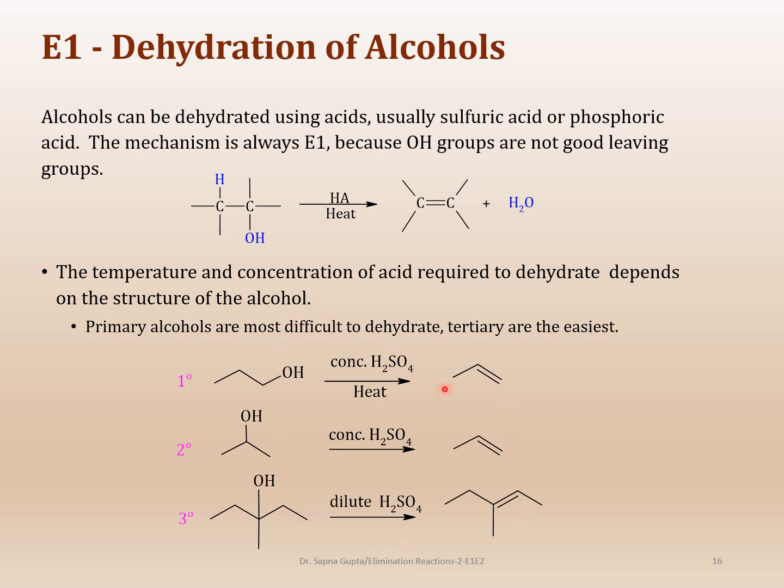I want you to focus now on these acids that we are using. The acid needed to dehydrate primary alcohols is concentrated sulfuric acid, which is very concentrated, very dangerous to work with. And then you're heating it as well. That's a lot. For secondary, you're just using concentrated sulfuric acid and you're getting the alkene. And then look at the tertiary. You just need dilute sulfuric acid. You don't even need to do much more with that.